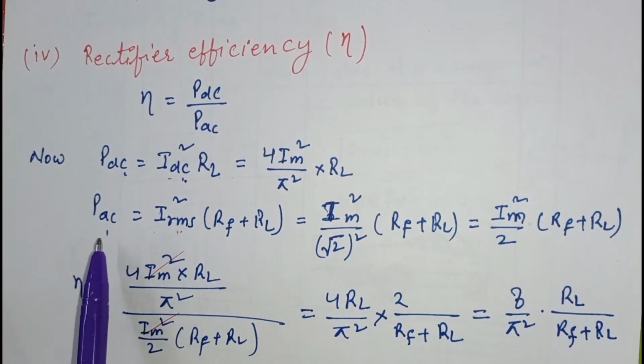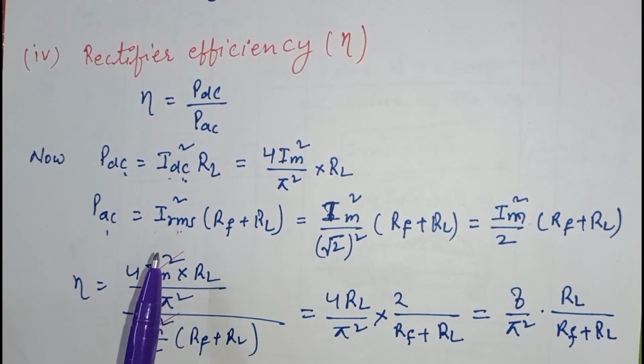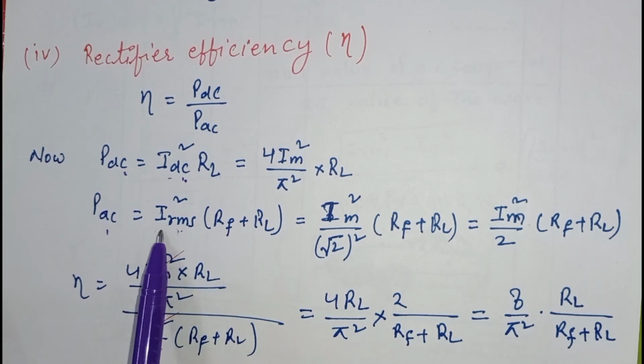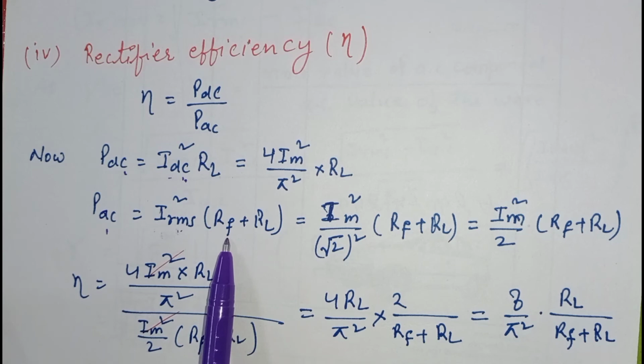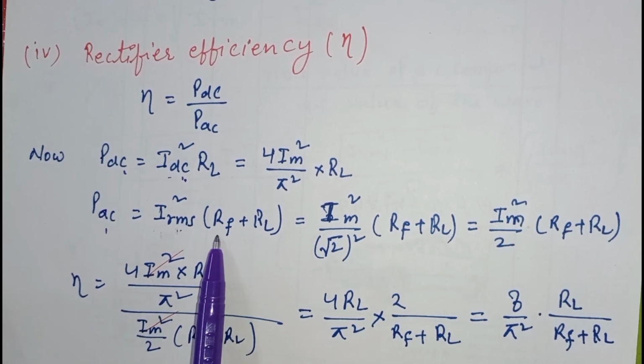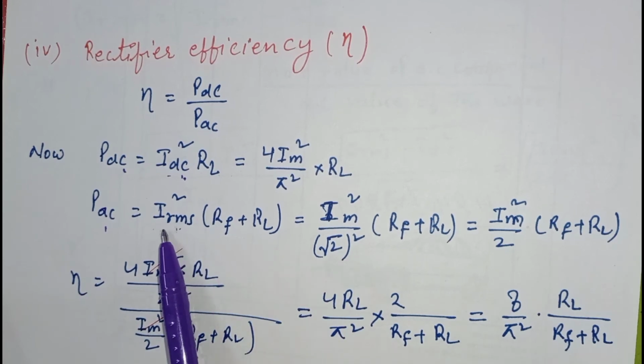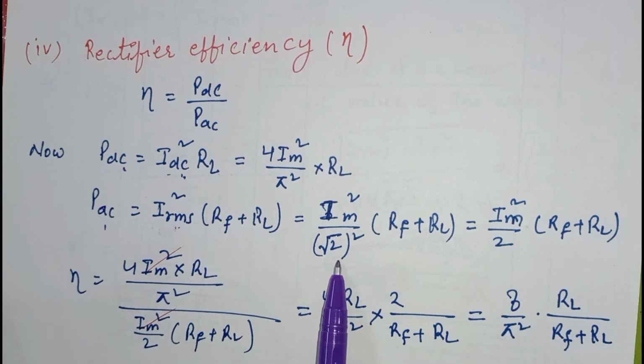For calculating AC values we always use RMS values of the current. So the square of the RMS current into RF plus RL, where RF is the forward resistance of the diode when the diode is forward biased. This is equal to, we have calculated the RMS value of the current as Im upon under root 2.